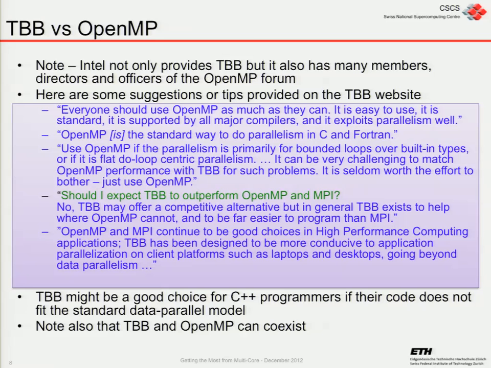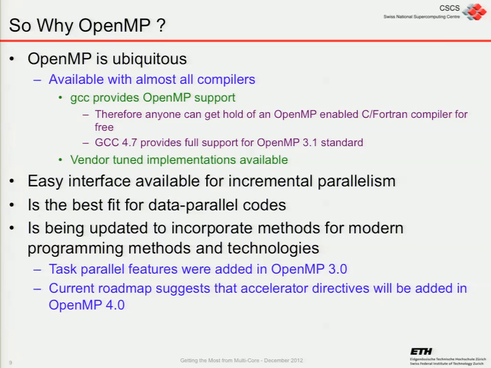Ultimately, at the low level, they're all using POSIX threads. It might be a little difficult to get them to coexist, but they should be able to do this. So why do we use OpenMP? It's ubiquitous. It's everywhere. GCC provides support, so therefore it's everywhere. That's the thing. If GCC supports something, fine. You can get a compiler for it. And you don't even have to pay.